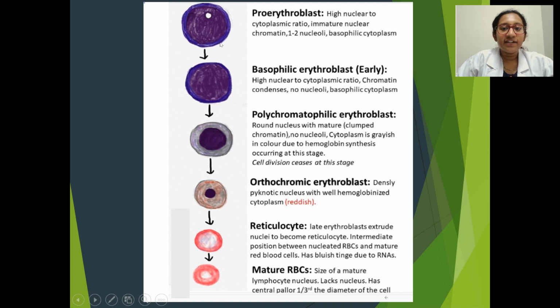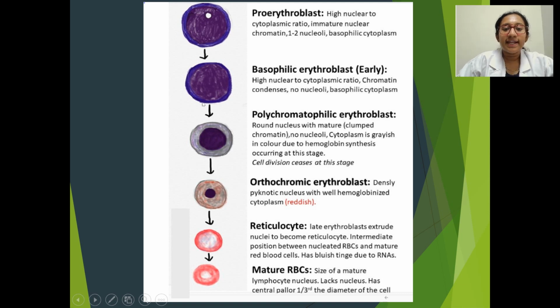Then it differentiates into the next stage, the basophilic or early erythroblast. Here you can see comparatively there is reduction in the size of the cell, but there is high NC ratio, and compared to the proerythroblast, there is slight condensation or maturation of the nuclear chromatin. And here you can see that there was a nucleolus before, but here there is absence of nucleoli. And the cytoplasm here also is basophilic. That's why this is called basophilic erythroblast or the early erythroblast.